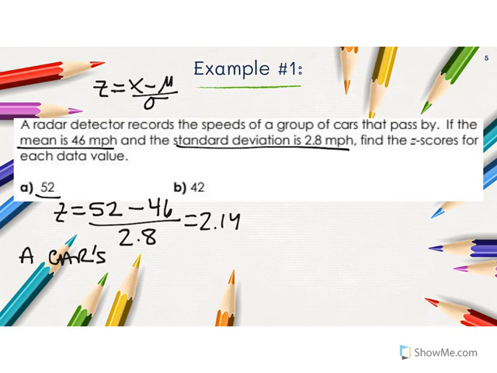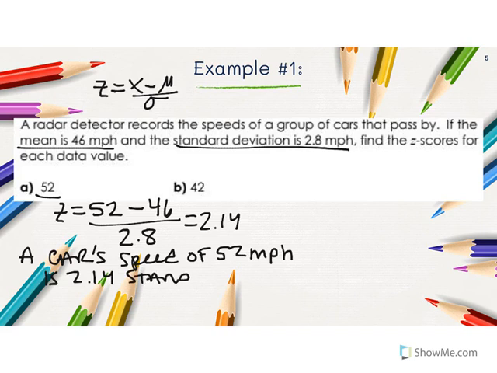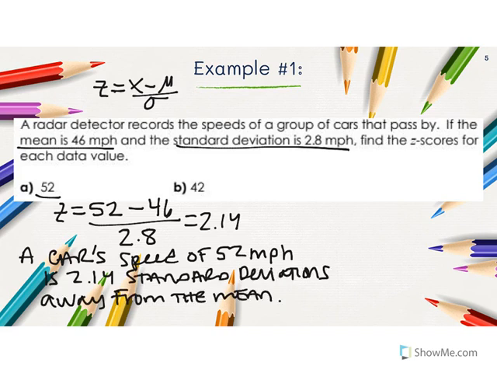So for part A, a car's speed of 52 miles per hour is 2.14 standard deviations away from the mean. What that means is that a car going 52 miles per hour is above the mean of 46 miles per hour. So let's go ahead and try our second example here just to keep getting practice.